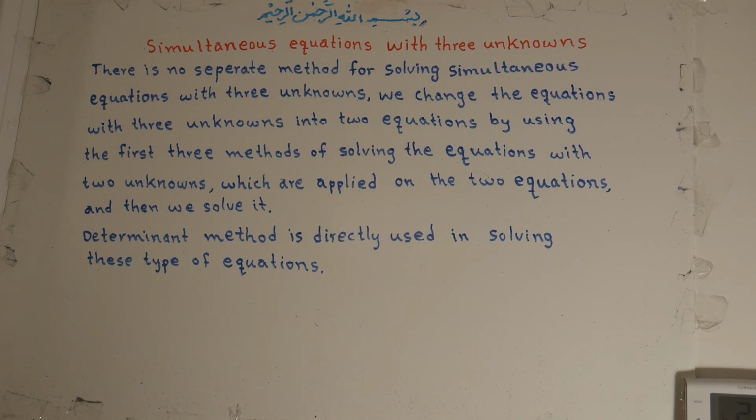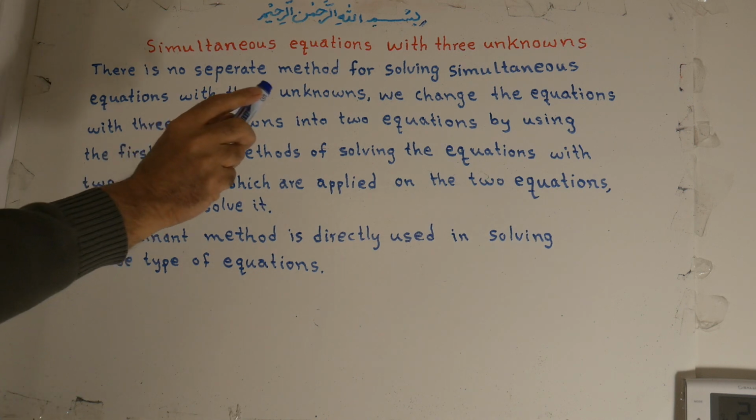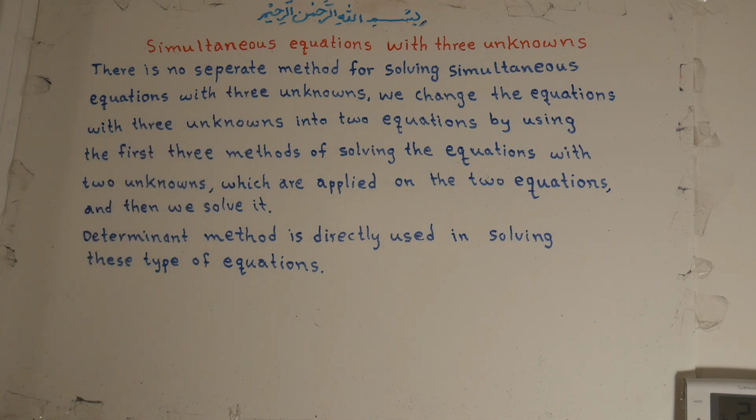Our topic is simultaneous equations with three unknowns. In previous lessons we discussed simultaneous equations with two unknowns. Now we start the simultaneous equations with three unknowns. There is no separate method for solving simultaneous equations with three unknowns.